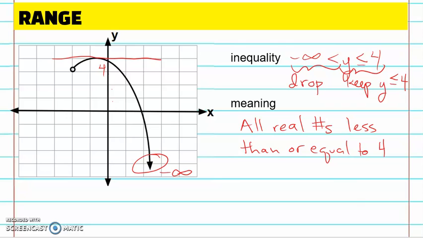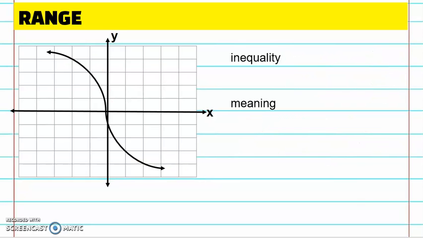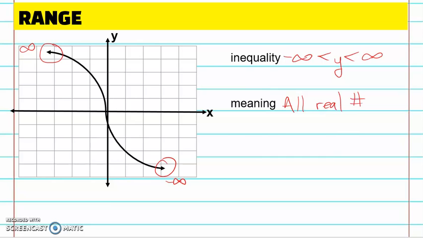Okay, same thing, low to high. All right, last one. So lowest I go, okay, it's going slowly more negative. So -infinity forever and ever, arrows mean forever and ever. And if we look at the high, that's going forever too. Hey, this graph just goes forever and ever, which just tells you all real numbers is my range.